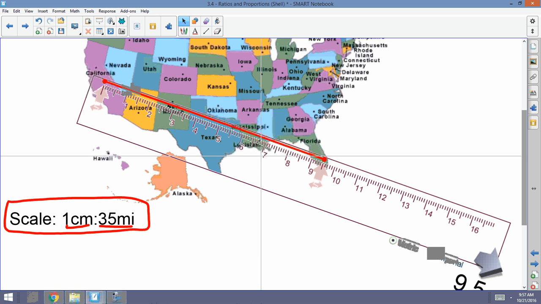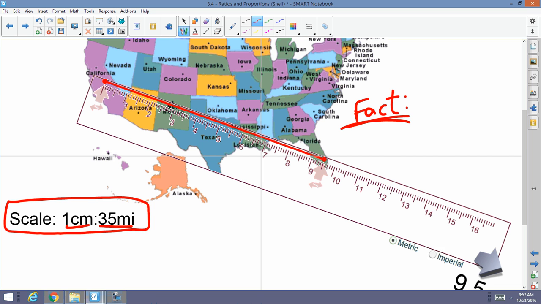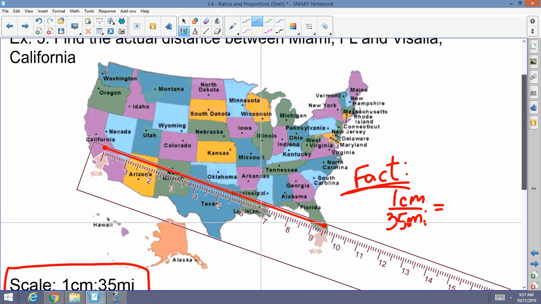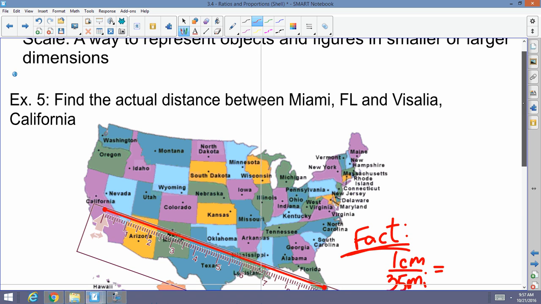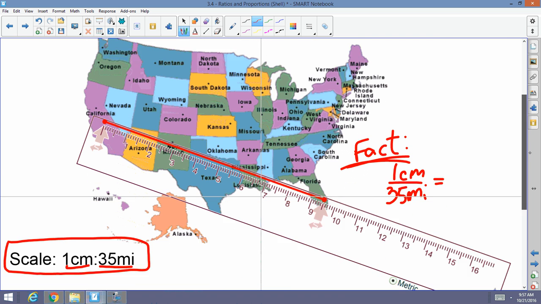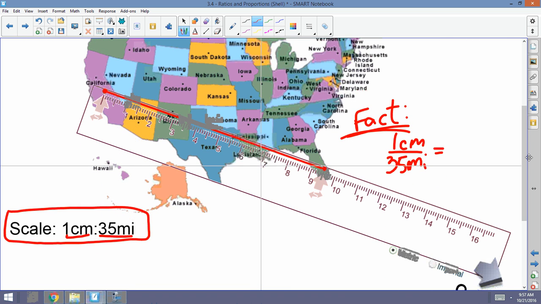Remember that when we were talking about setting up proportions, you first have to write down the fact ratio, right? What is the fact here, my brothers? What fact do you know? Yeah, that 1 centimeter equals 35 miles. What am I looking for here, brothers? The actual distance, right? So, remember what I said. Unit to unit, unit to unit.